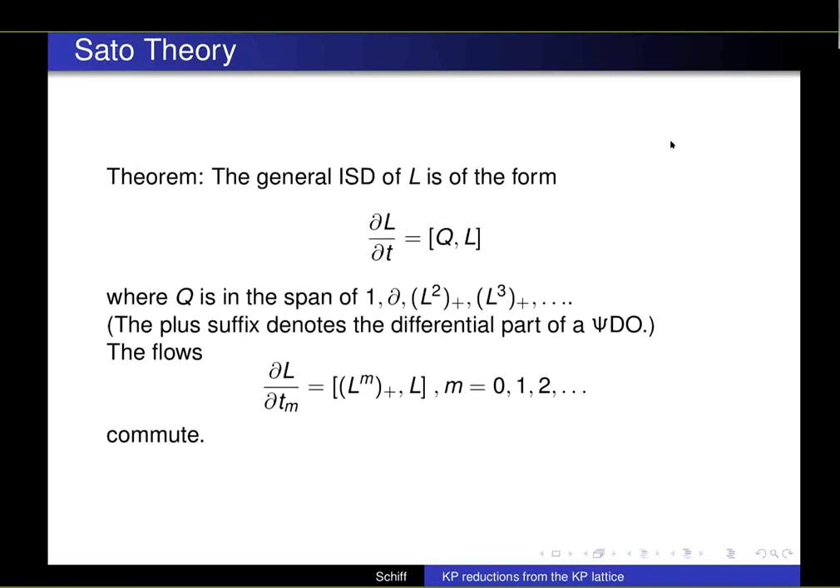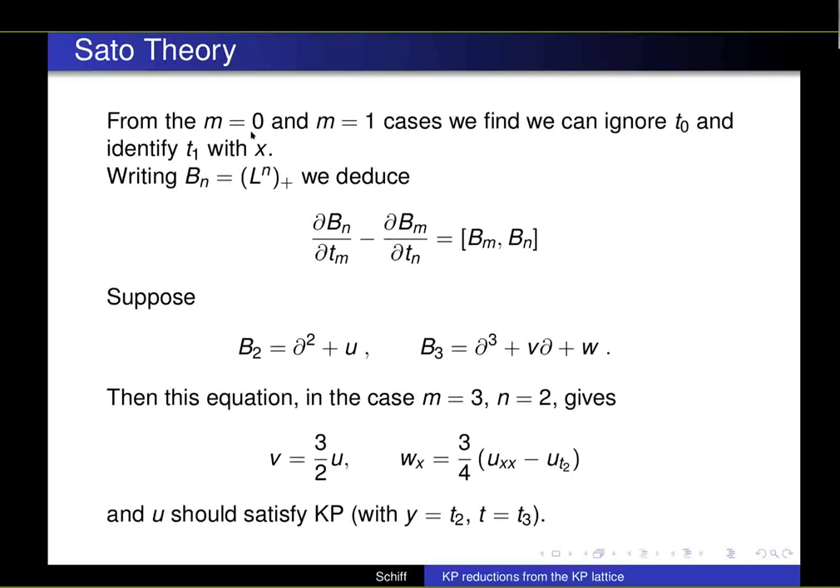Okay, so first of all, m equals 0 and m equals 1. For m equals 0, if I take 0 here, then that's just 1, which commutes with everything. So that means I can take everything independent of T0. I can ignore T0. T1 can be identified with X. So the first interesting coordinates here are T2 and T3.